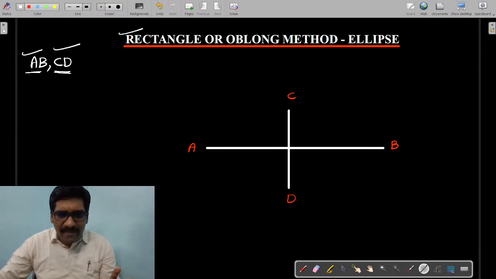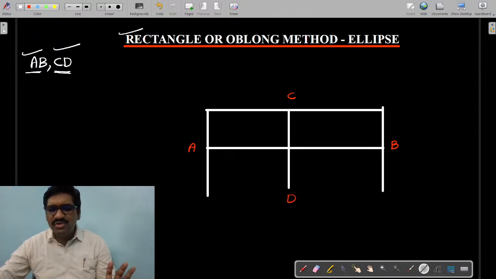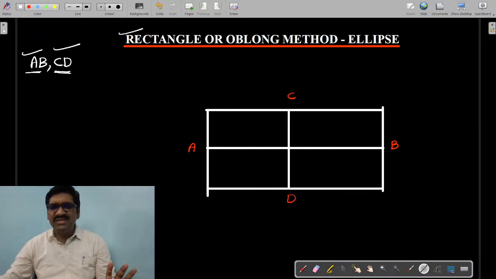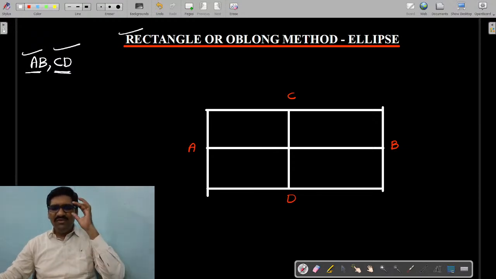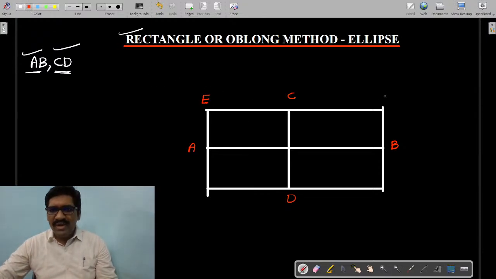Now, parallel to CD, draw a line passing through A. Parallel to CD, draw one more line passing through B. Next, parallel to AB, draw one more line passing through C. Parallel to AB, draw one more line passing through D. Now I am marking these points as some point E, some point F, some point G, and some point H.